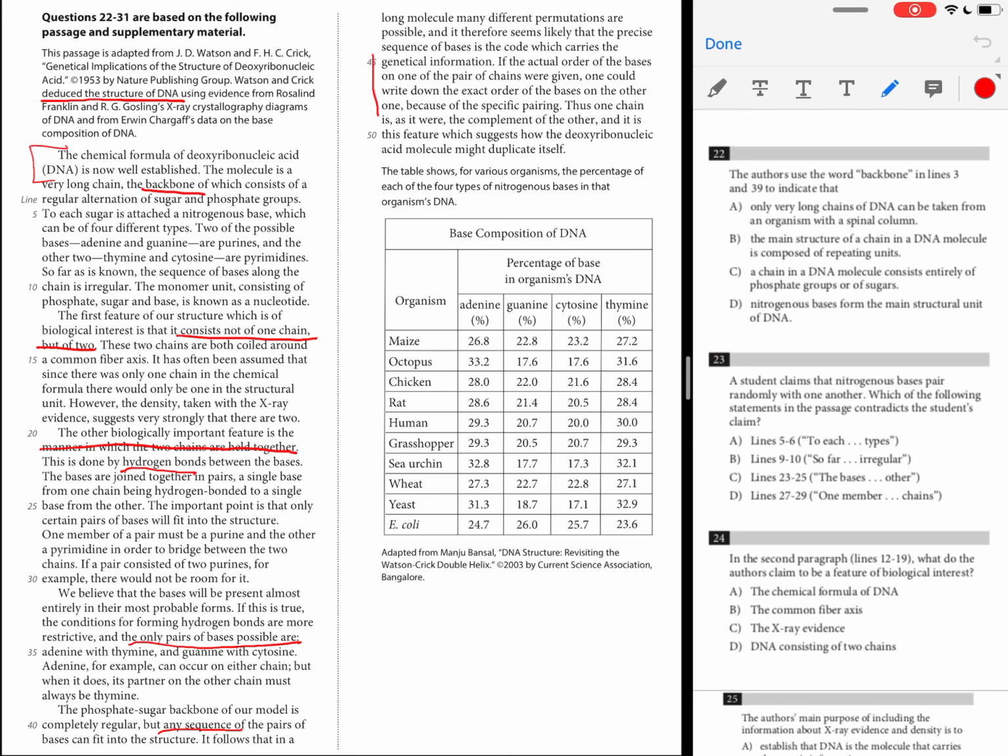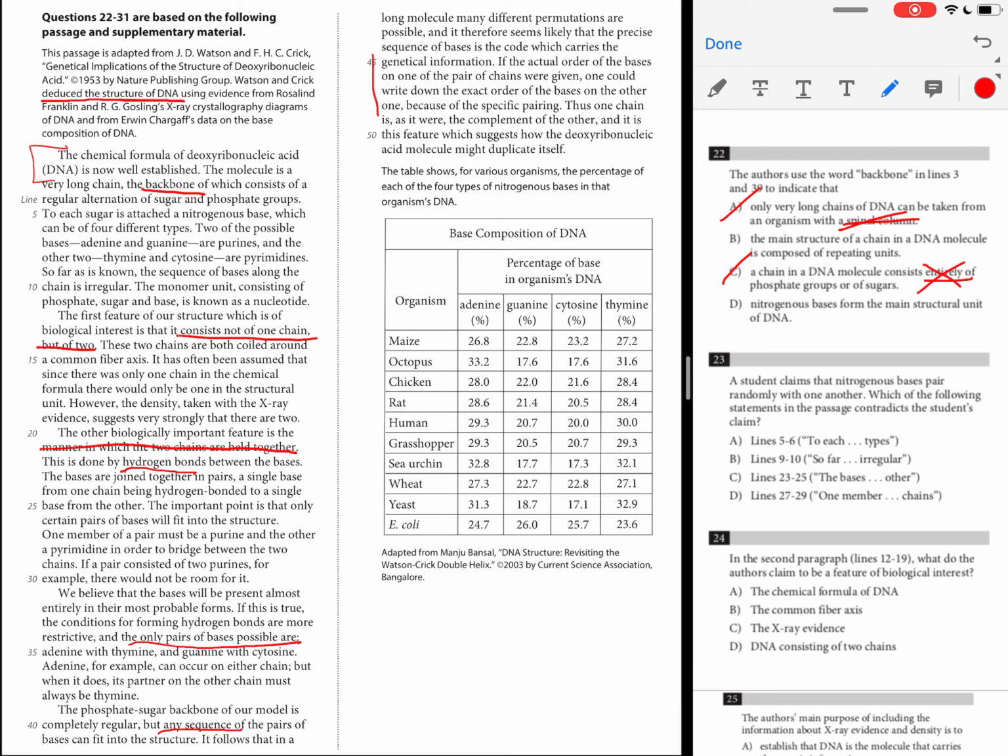A, only very long chains of DNA can be taken from an organism with a spinal column. Definitely not actually about a spinal column. That's a classic trick answer. B, the main structure of a chain in a DNA molecule is composed of repeating units. Okay, possibly. C, a chain in a DNA molecule consists entirely of phosphate groups or of sugars. Entirely, this is an extreme word. I'm not going to want to choose that.